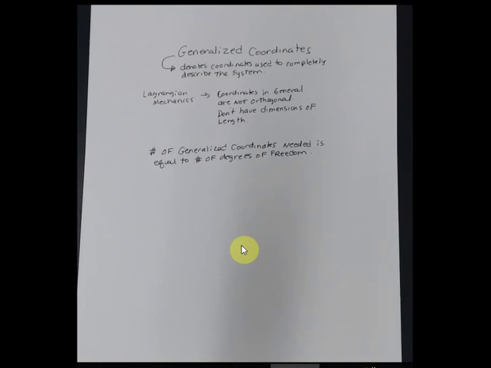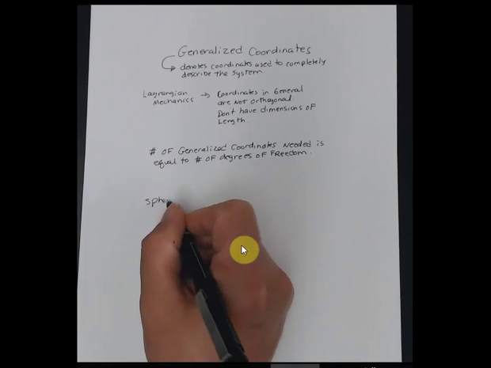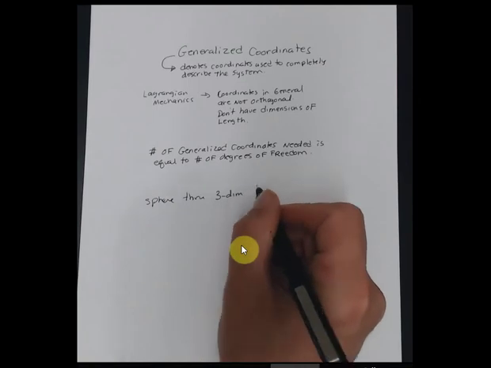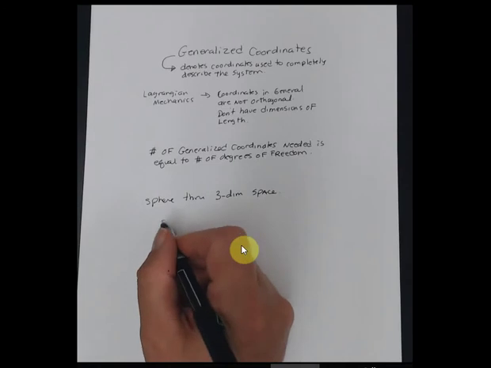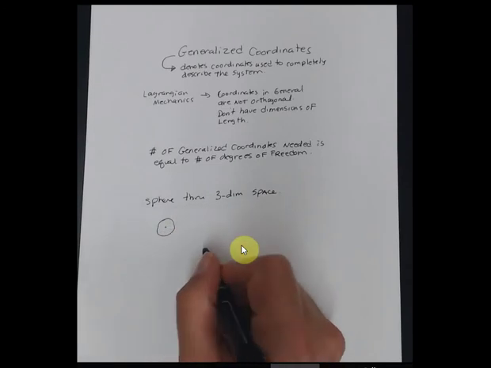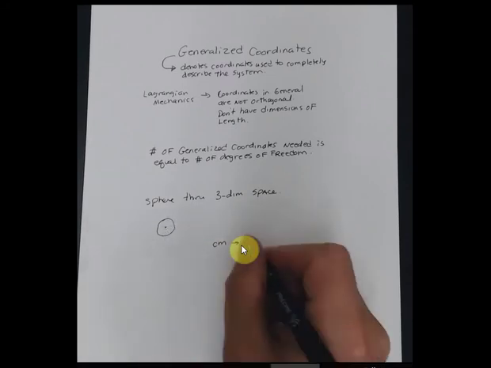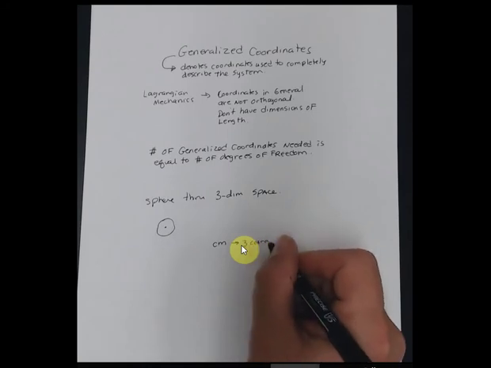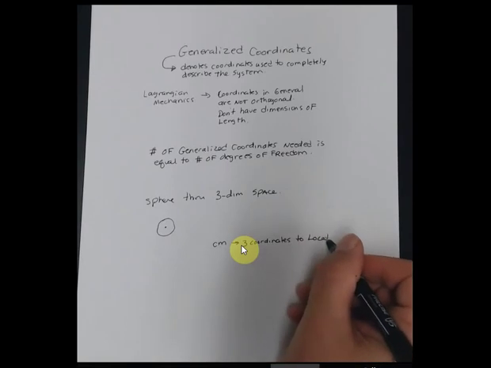So let's talk about a sphere moving through three-dimensional space. How many degrees of freedom does it have? So you have your sphere, the center of mass. You need three positions to describe where the center of mass is. So three coordinates to locate the center of mass.